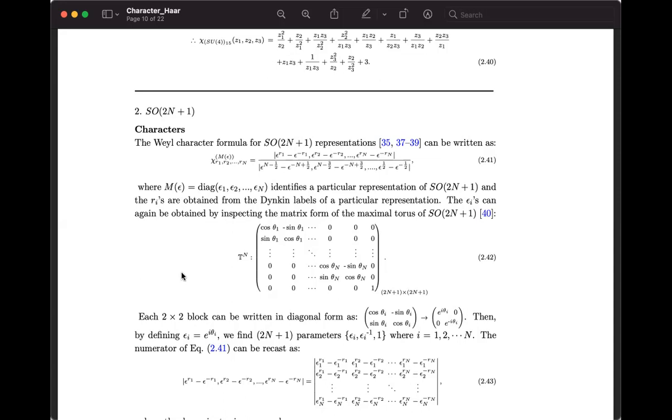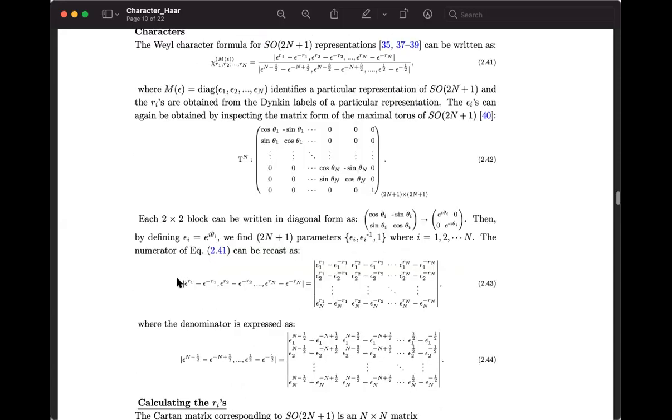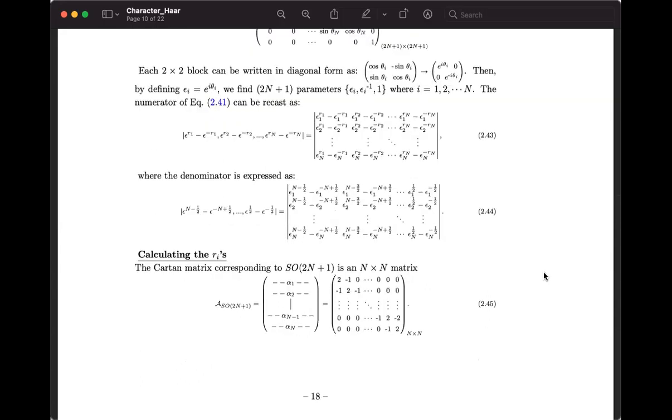So then we find 2N+1 parameters: epsilon_i, epsilon_i inverse, and 1, where i runs from 1 to N. So then the numerator part can be written in a more expanded form in this way, and the denominator, the Vandermonde determinant, is of the usual form. But this nomenclature is basically very similar to what we have seen in the earlier case. Okay. Now we have to calculate the R_i's.